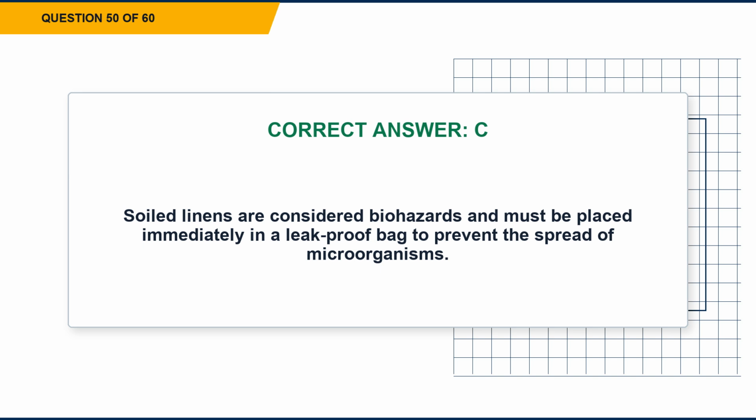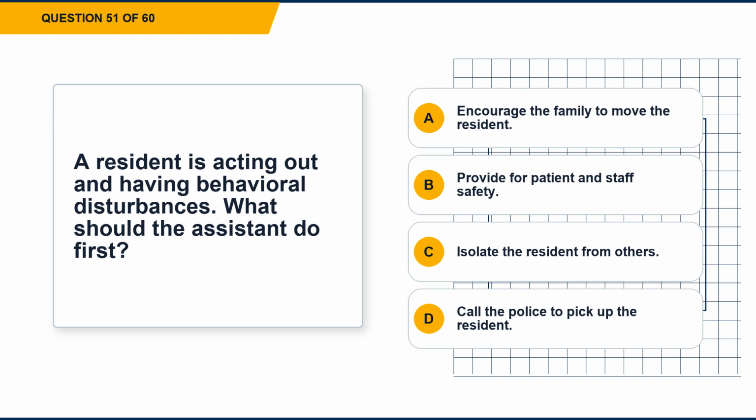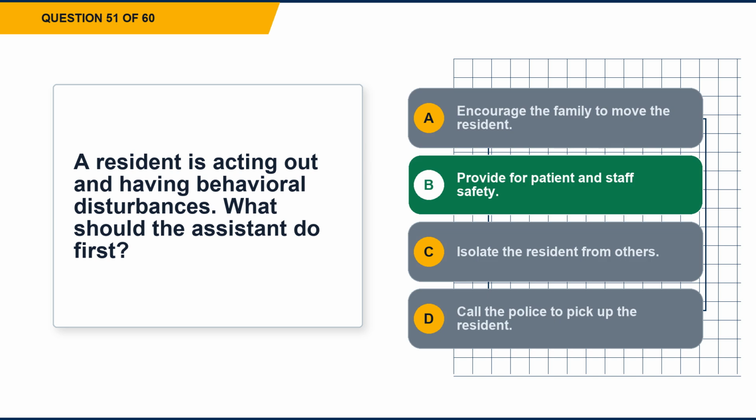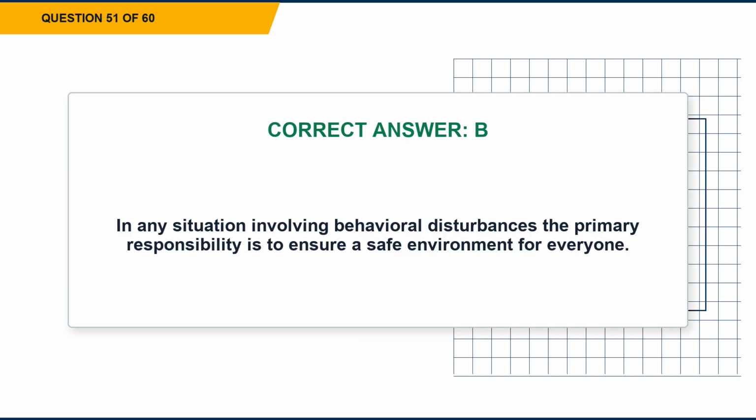microorganisms. Question 51. A resident is acting out and having behavioral disturbances. What should the assistant do first? Option A, encourage the family to move the resident. Option B, provide for patient and staff safety. Option C, isolate the resident from others. Option D, call the police to pick up the resident. The correct answer is option B, provide for patient and staff safety. Explanation: In any situation involving behavioral disturbances, the primary responsibility is to ensure a safe environment for everyone.